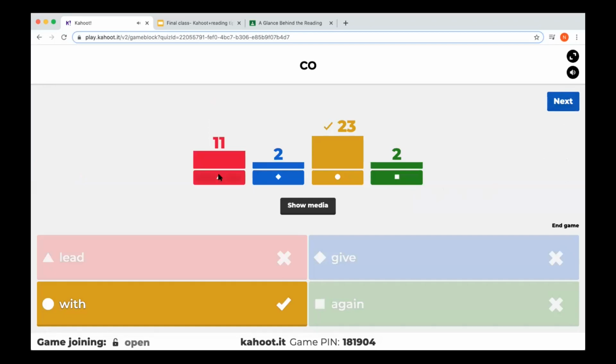I see a lot of people got this one. 11 people got it wrong. Where I remember is co-op, or if you play any games, a co-op game would be with multiple people. So with multiple people. Cool.